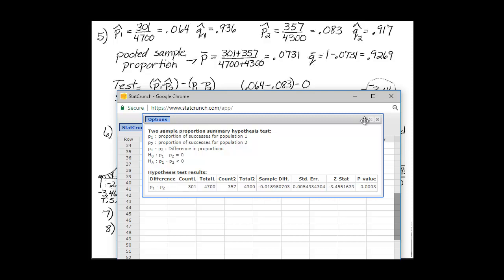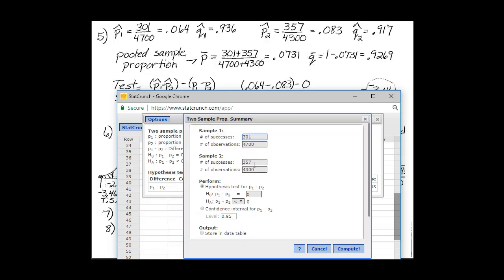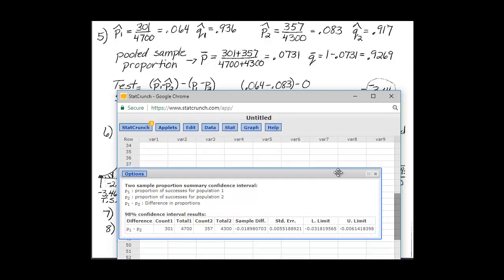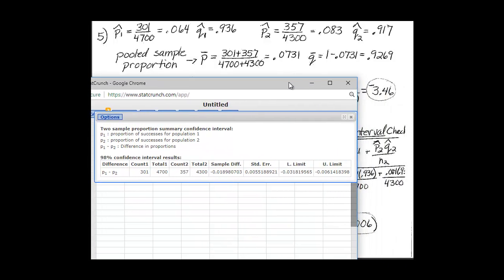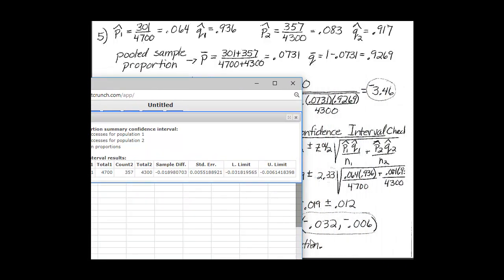So again, that supports what we came up with earlier, but I want to go back and do the confidence interval, so I'm going to hit edit. Same information as far as our successes and observations for sample 1 and 2, but again, I need to change gears, click that I'm doing a confidence interval, but this time I need to tell it that I'm going to choose a 98% confidence interval because that is the interval that will have 1% in each tail. We go to click that and we find that we have the same lower limit and upper limit that we calculated when we did this by hand.